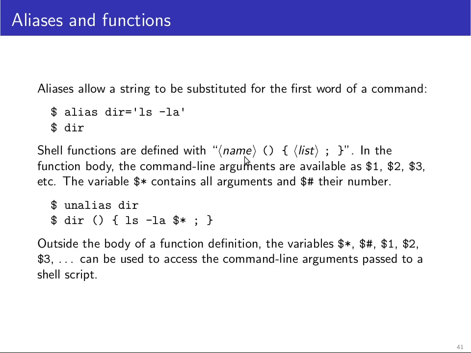So I can remove the alias dir, and I can alternatively define dir as a function. And then I write ls -la, and these functions do receive command line arguments. So you write the function name, and then without parentheses, you just call them like any other command with a sequence of words. And these sequence of words will then be available inside the body of the function as variables $1, $2, $3 for the first, second, third command line argument, or $* gives you all the command line arguments, or $# gives you the number of command line arguments. So here, for example, I can insert all the command line arguments of the dir command at this location into the command line that I call instead.